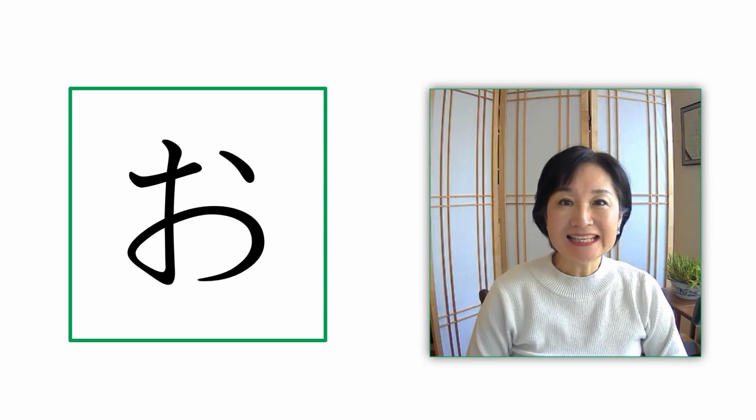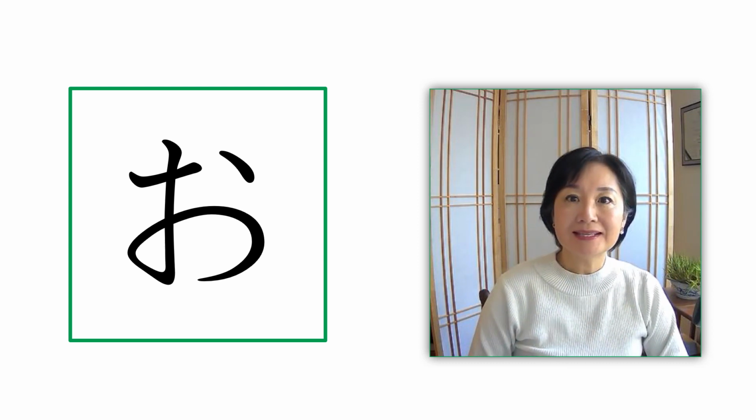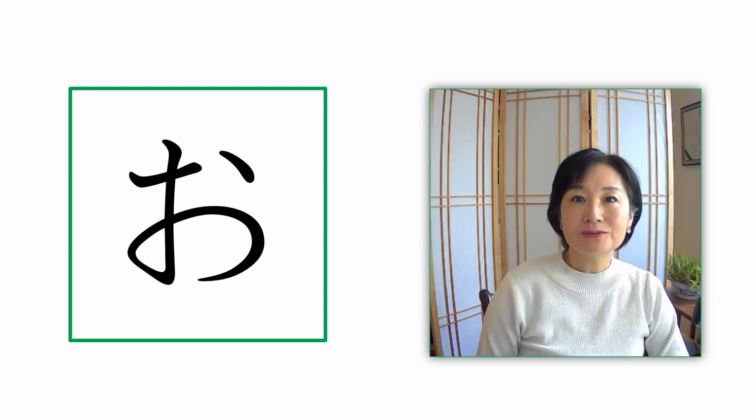The last letter under agyo is this one, o. When pronouncing it, relax your lips and let them naturally form a round shape. O, o, o. Good job.